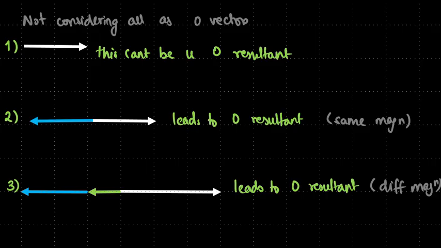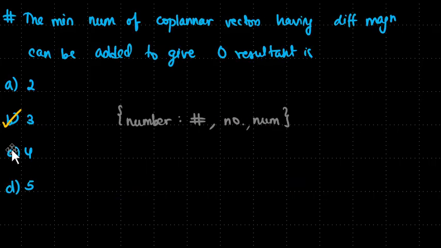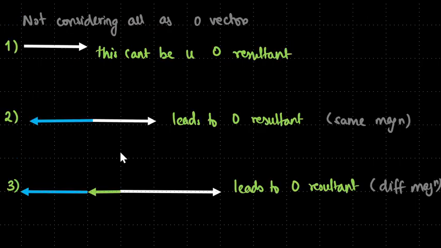But in this question, we are only checking the minimum number of coplanar vectors having different magnitude that can be added to give 0 resultant. So I hope you understand what I'm trying to say.